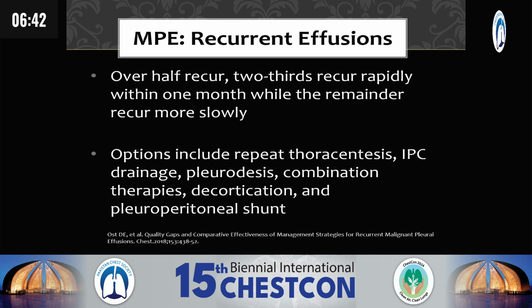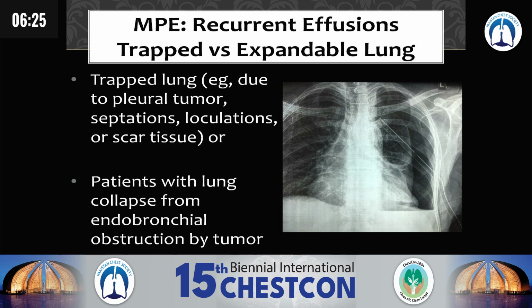Now, once you take the pleural fluid, over half of the patients have recurrence. Two-thirds recur rapidly within 1 month, and the remainder recur more slowly. And then there are various options that we can avail. So in asymptomatic individuals, you may not require anything. This is very important: you did a therapeutic tap, or you put in a drain, and then you see the expansion of the lung. Now, in some cases, the lung may not expand at all. It may remain the same way.